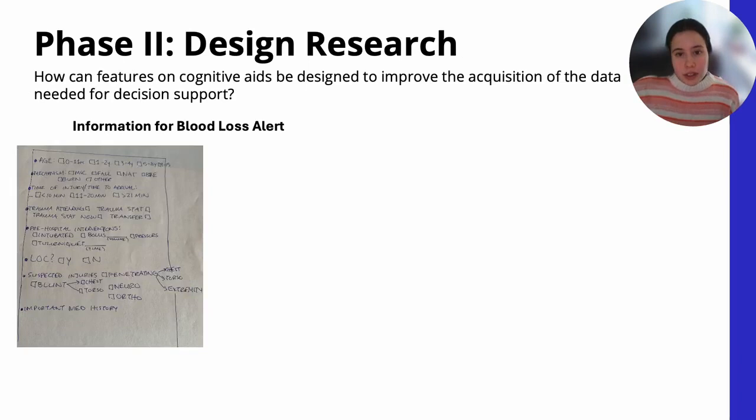To design new features to improve the acquisition of data needed for decision support, we drew on findings from co-design sessions with 8 team leaders. In these sessions, participants were asked to identify current issues with the checklist and sketch potential solutions. Several leaders sketched a new feature for capturing patient context information shared by emergency medical services before the patient's arrival at the hospital.